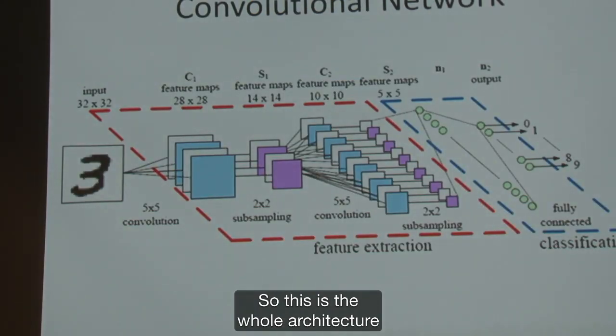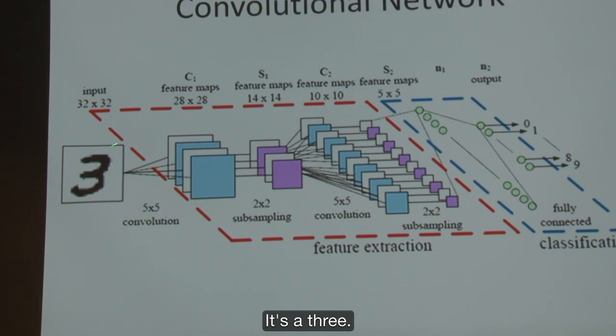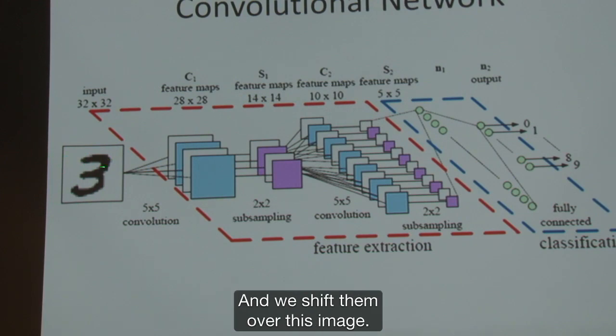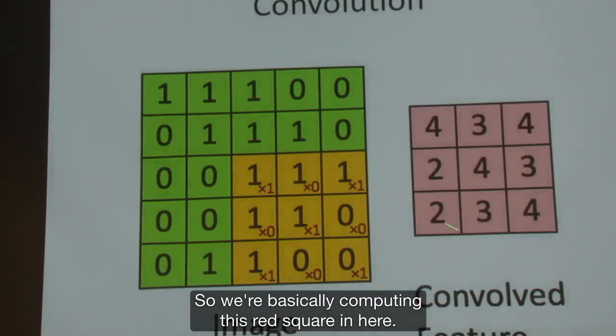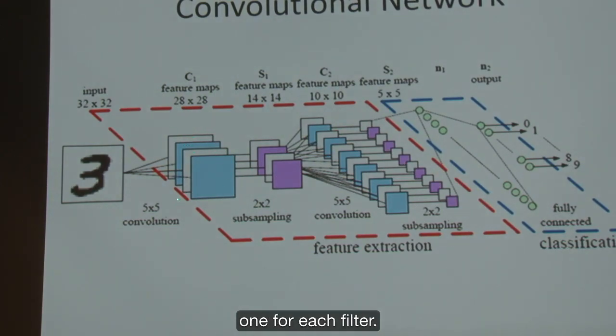So this is then the whole architecture of a convolutional network. You have an input. In this case, it's one of our famous handwritten digits. It's a 3, right? So now you have these smaller filters, and we shift them over this image. And you record the answer for each shift. So we're basically computing this red square here. And this gives you the convolutional output, 1 for each filter.